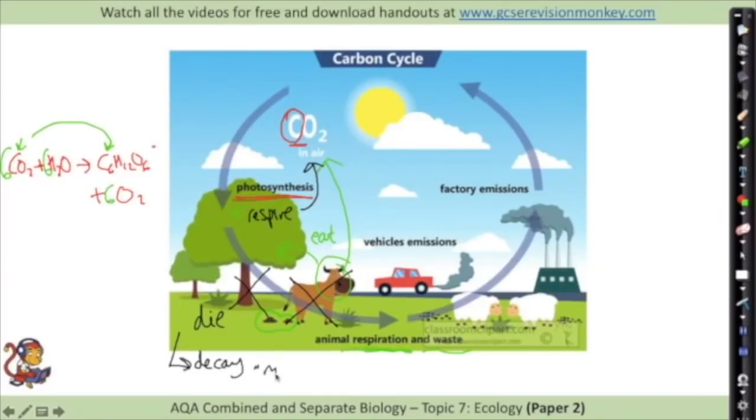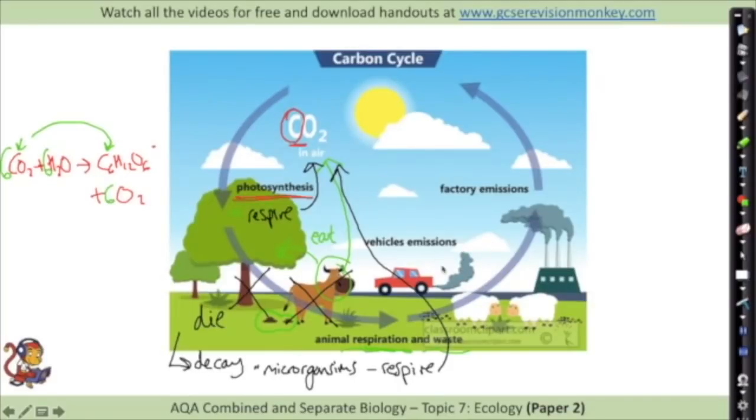Microorganisms are mainly responsible for decay. So the microorganisms will feed on the dead plants and animals, and they will also respire. It's not just the larger animals and plants that you think of as respiring, but also these microorganisms are respiring, and therefore they are also releasing CO2 back into the atmosphere.